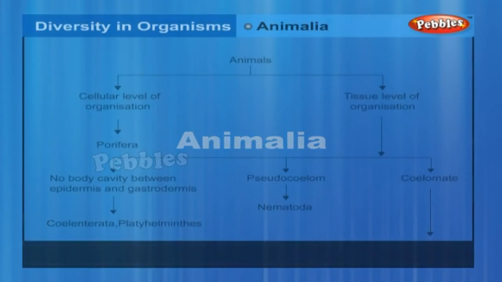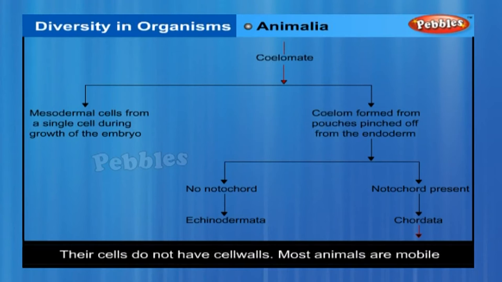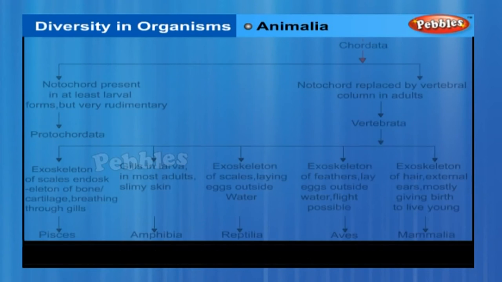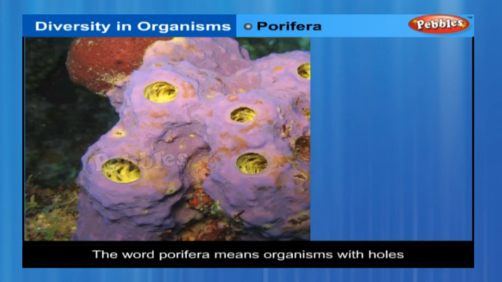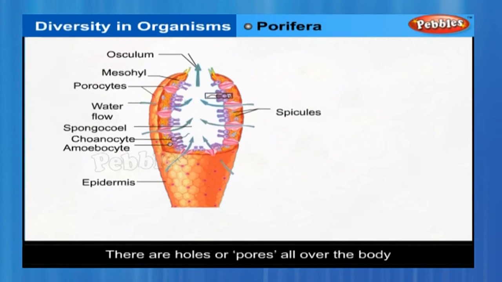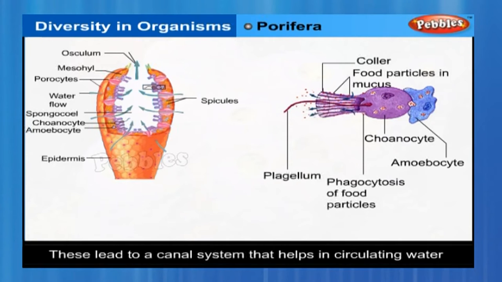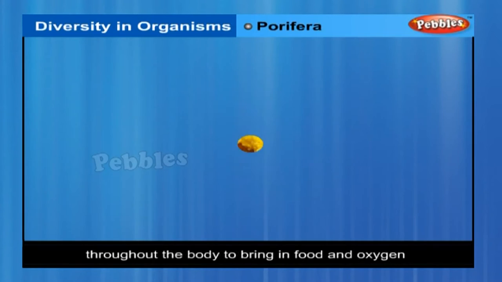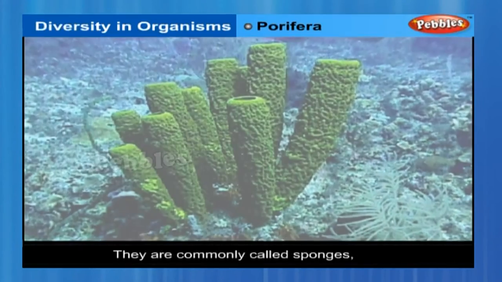Animalia. These are organisms which are eukaryotic, multicellular, and heterotrophic. Their cells do not have cell walls. Most animals are mobile. They are further classified based on the extent and type of the body design differentiation found. Porifera. The word porifera means organisms with holes. These are non-motile animals attached to some solid support. There are holes or pores all over the body. These lead to a canal system that helps in circulating water throughout the body to bring in food and oxygen. These animals are covered with a hard outside layer or skeleton. They are commonly called sponges and are mainly found in marine habitats.